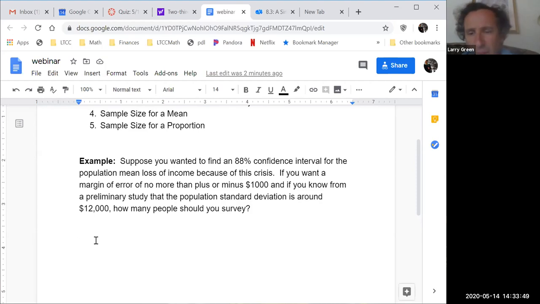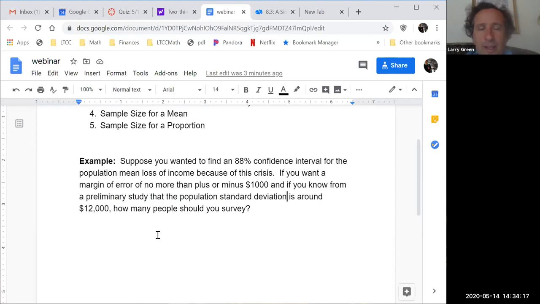Okay, so the way it works in the real world is you first survey some. And that'll give you a preliminary estimate for the standard deviation, okay? Because you can't know the population standard deviation, but you can get an estimate. You might survey 15 people just to get an idea, and you can use that as your idea. Okay, any questions on that?